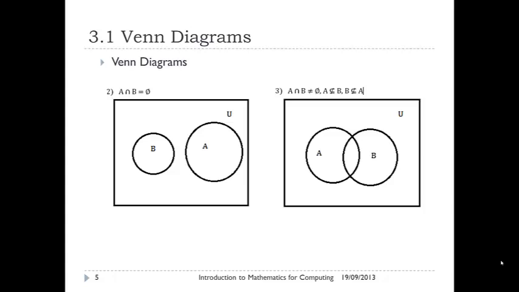In example 3, we see that A intersection B is not equal to the null set. So in this case we would expect an overlap between the sets A and B. However, we can see that A is not a subset of B. If it was, A would be completely contained within the circle B. And we can also see that B is not a subset of A. If it were, B would be contained completely within the circle A. So this Venn diagram is presenting to us information that says A and B do have an intersection, so there is some overlap between them, but neither is a subset of the other.